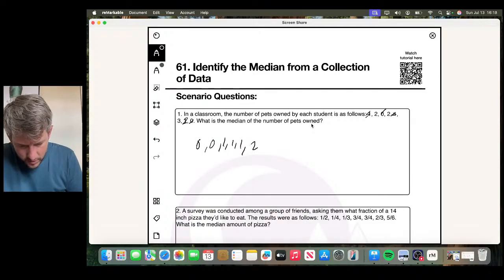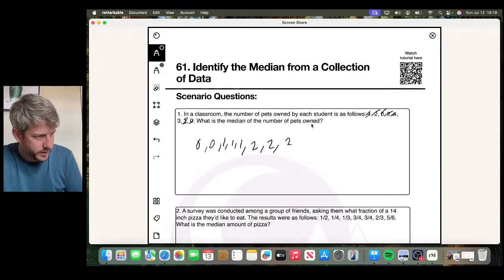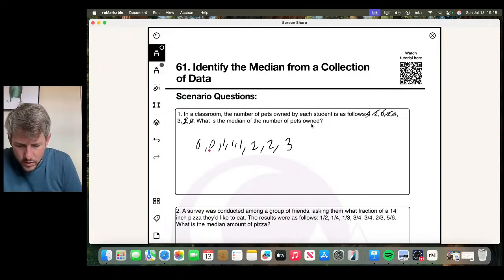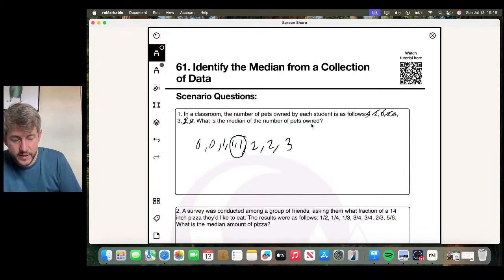Then we've got 2 2s. And then we've got a 3. Okay, so we've got 1, 2, 3, 4, 5, 6, 7, 8 things here. So there's going to be 2 things in the middle. So that's 3 either side. So they're both 1. So that's nice. So the median is 1 for this one. Okay.